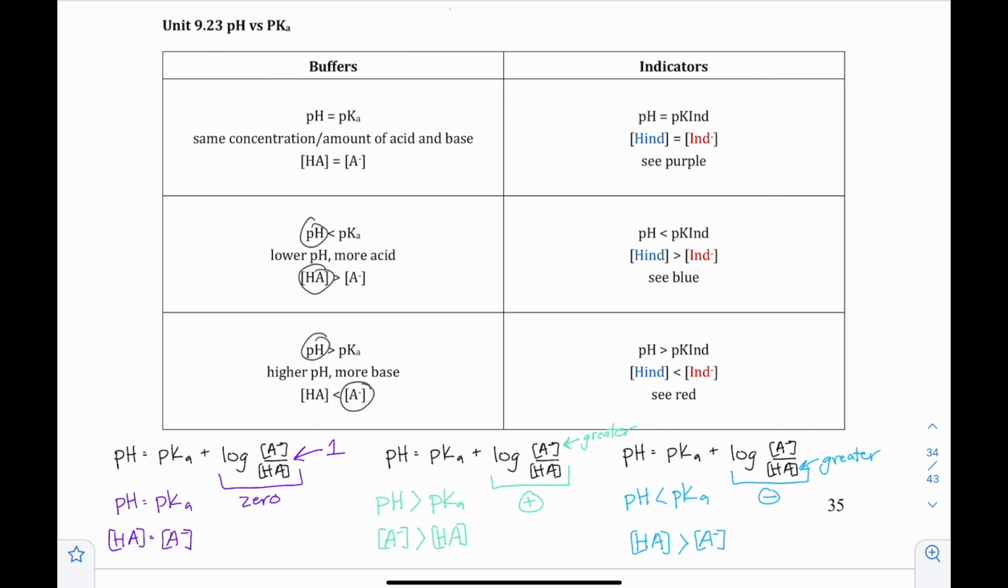If the pH is less than the pK indicator, the solution is acidic, and there's more of the acid form of the indicator, and we'll see blue. If the pH is greater than the pK indicator, the solution is basic, and we'll see more of the base form of the indicator, which means we'll see red.